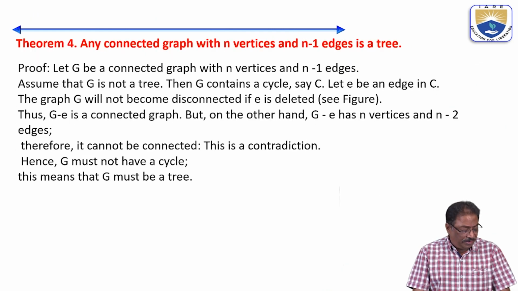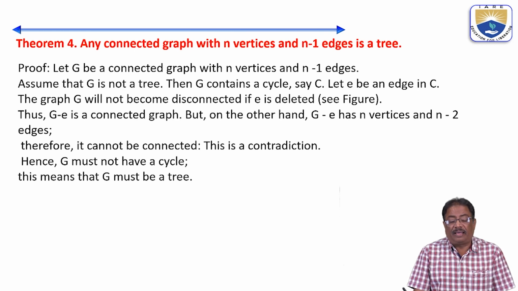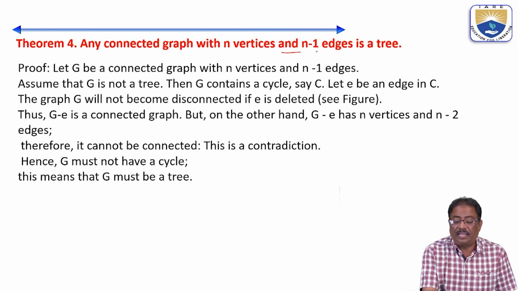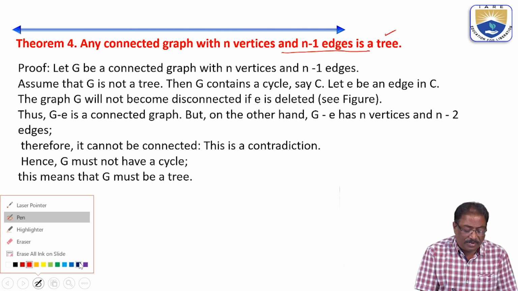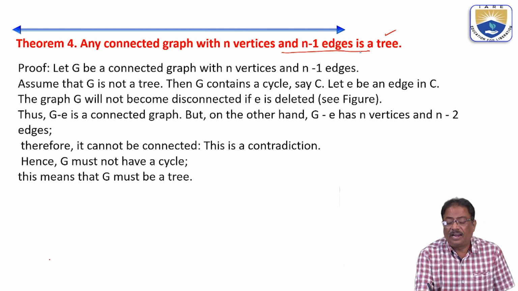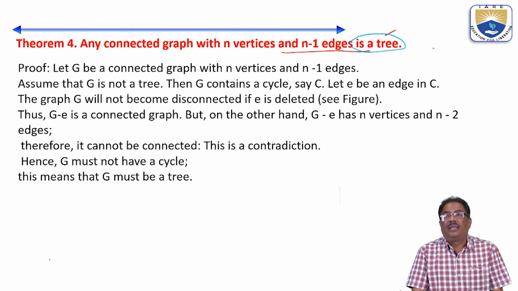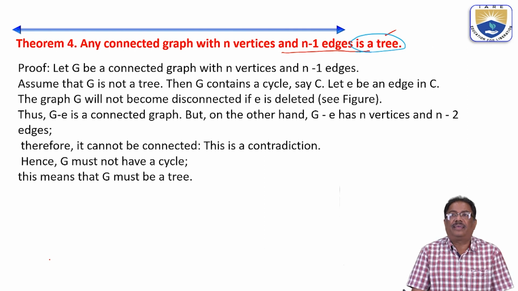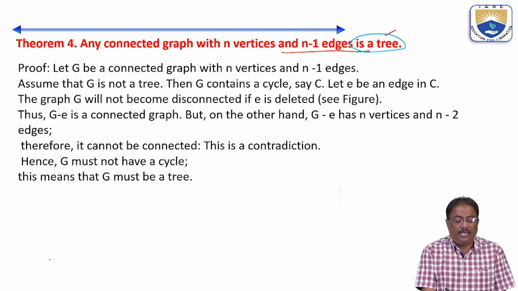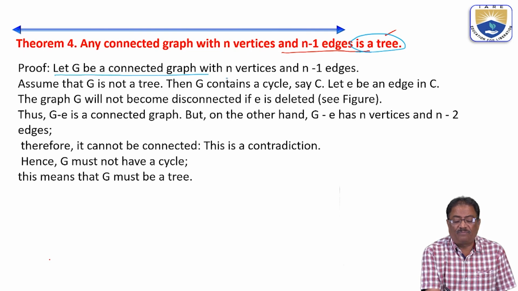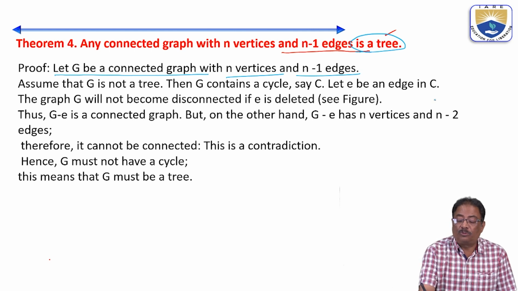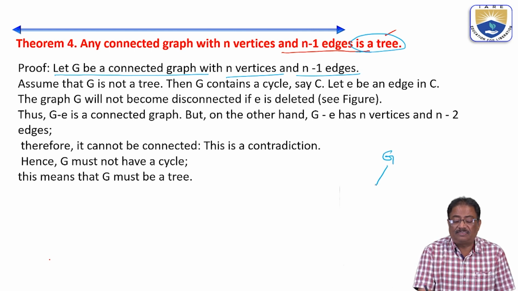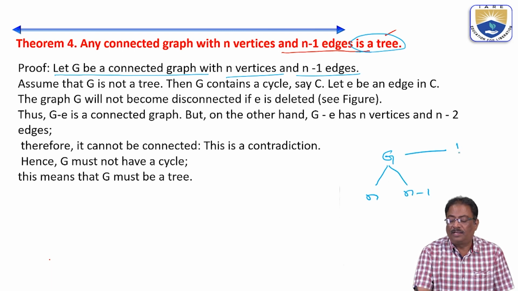Then the other result is: any connected graph G with n vertices and n minus 1 edges is a tree. Any connected graph that we consider, which is having n minus 1 edges, is a tree. So let us consider G, a connected graph with n vertices and n minus 1 edges. Now we are going to prove that G is a tree.